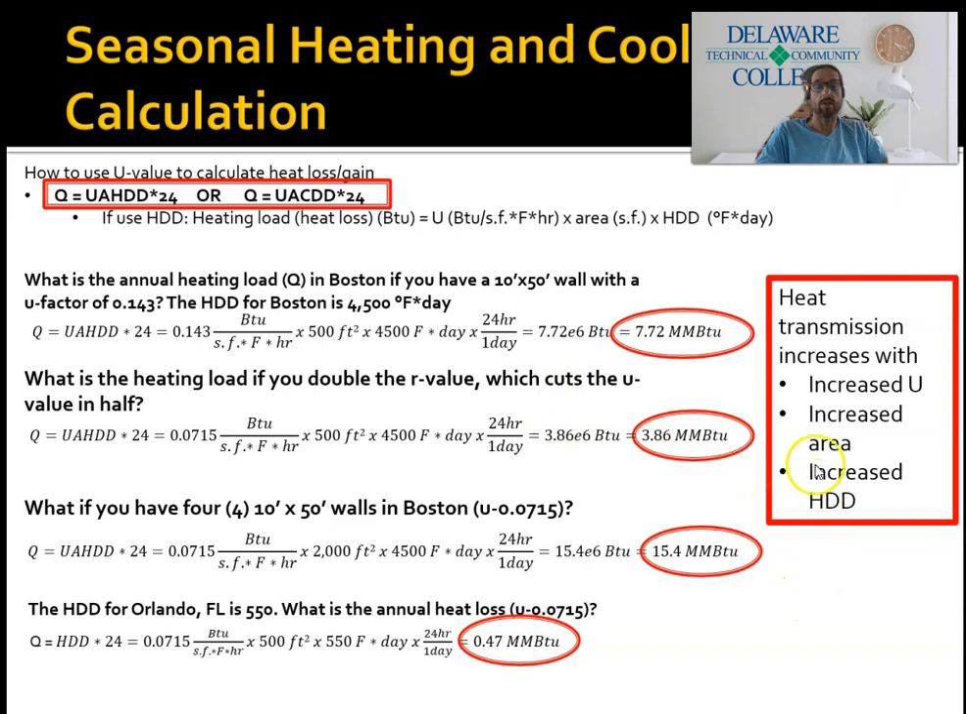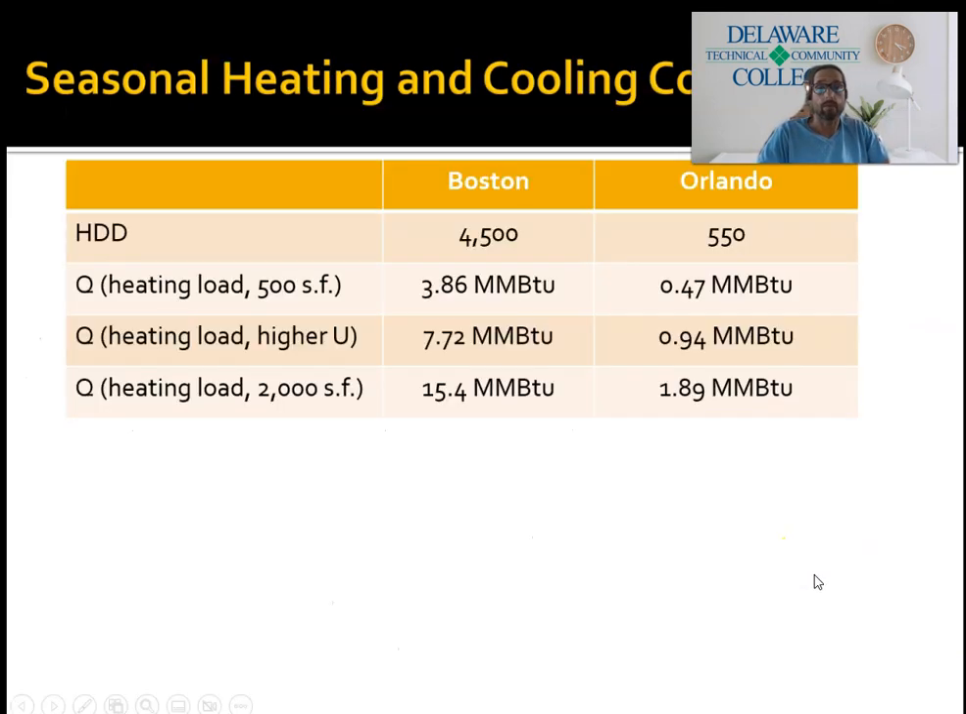And so if you chart this, very similar to the first equation, heat transmission is going to increase with increased U, increased area, and increased HDD. Again, this should make intuitive sense. Increased U means less insulation, which is going to mean more heat flow. Increased area means more heat can flow through the walls. So that's increased heat loss. And then increased HDD means it's colder, means you're going to have a lower average temperature, which means you're going to have more heat leaving the building.